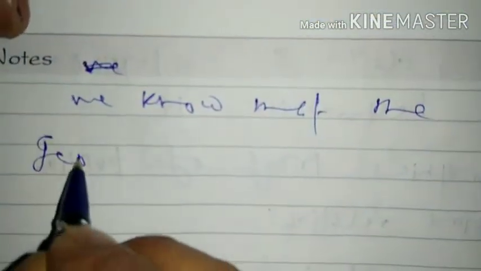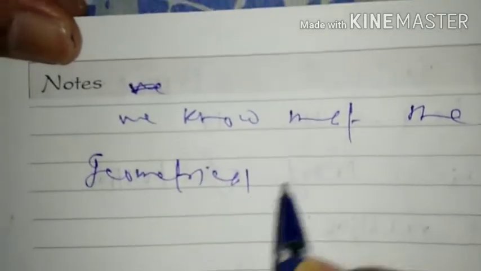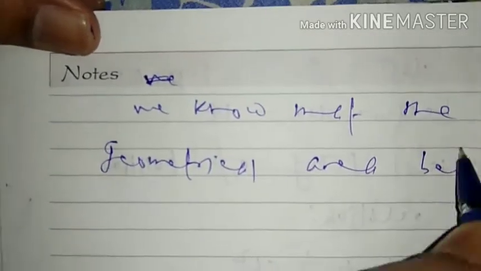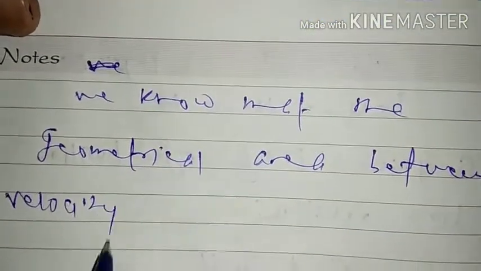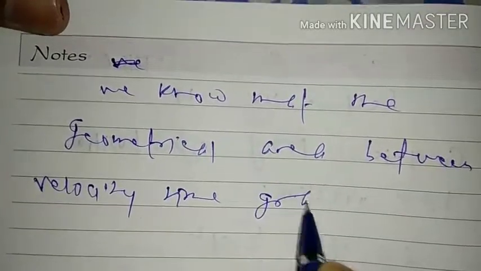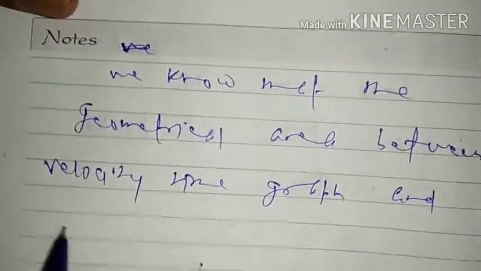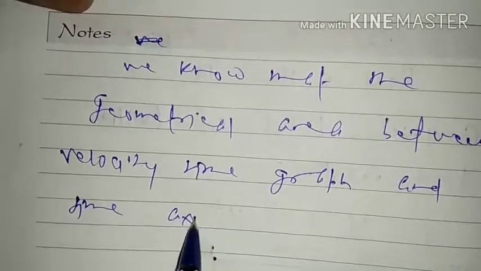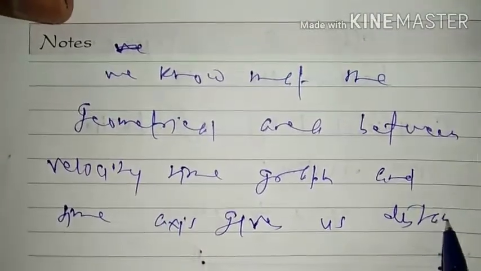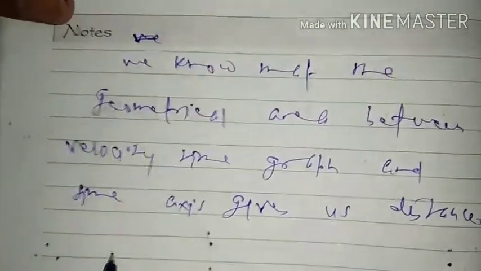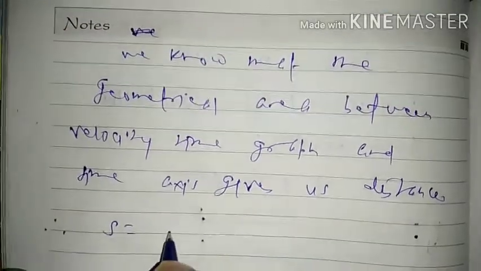We know that the geometrical area between the velocity time graph and time axis gives us distance. Therefore, what we can write? We can write S is equal to area.